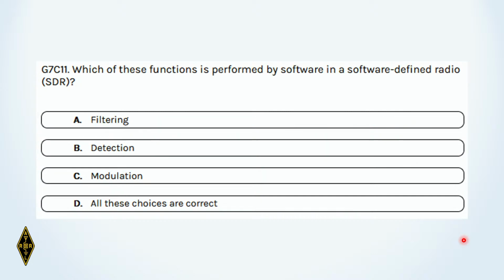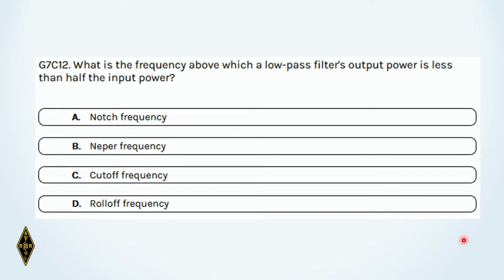And which of these functions is performed by software in a software-defined radio? Read carefully. Delta. Filtering, detection, modulation, all of those choices. And what is the frequency above which a low-pass filter's output power is less than half the input power? Charlie.